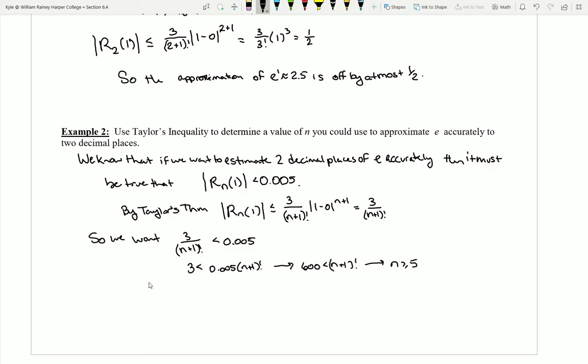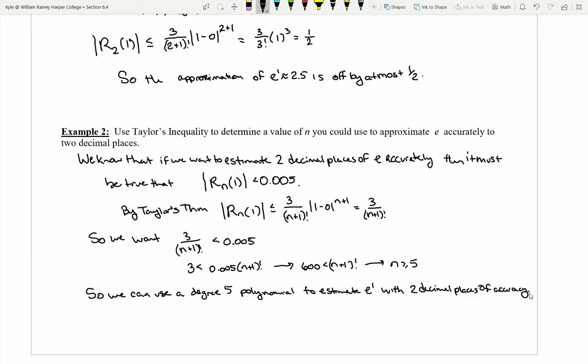So with that, now I can see that we can use a degree 5 polynomial to estimate e to the first power with 2 decimal places of accuracy. Right? That'll do it.